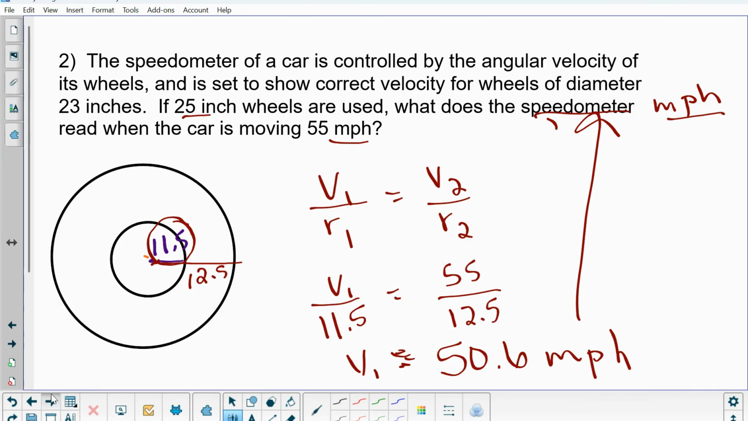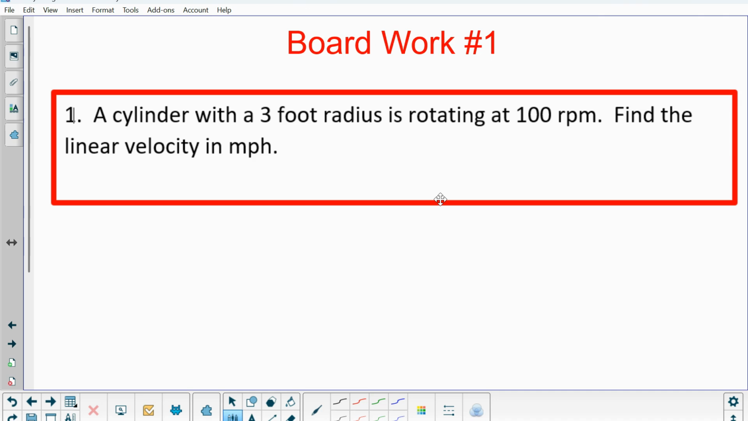All right, moving on. So we're not obviously doing board work because I'm not here. So we're just going to do a few of the problems that we were going to do for board work, and then you can start your homework.